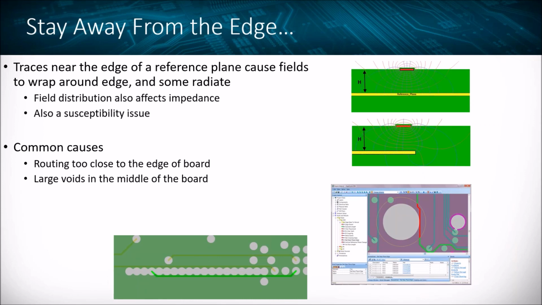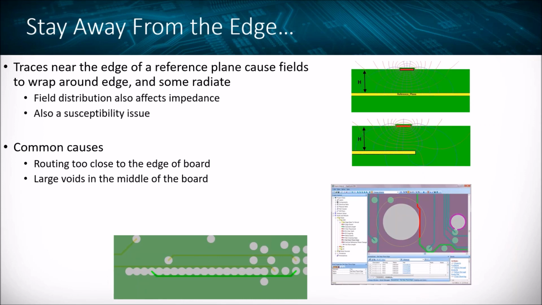But if it's running next to a split in that reference plane, you can see that those fields are being stopped by the reference plane on one side of that trace, and on the other side they're propagating through because there's no direct reference underneath them. This can affect the field distribution and the impedance that the trace ultimately sees. These are both things that HyperLynx DRC can check for, which with manual inspection would be very error prone and difficult to track down.